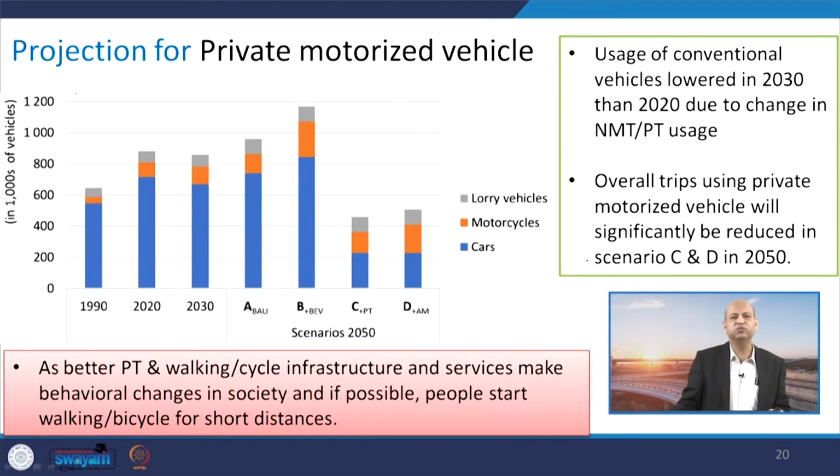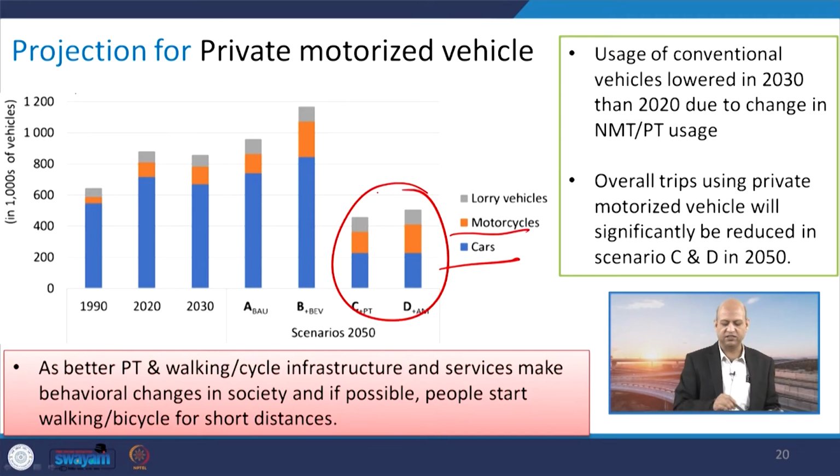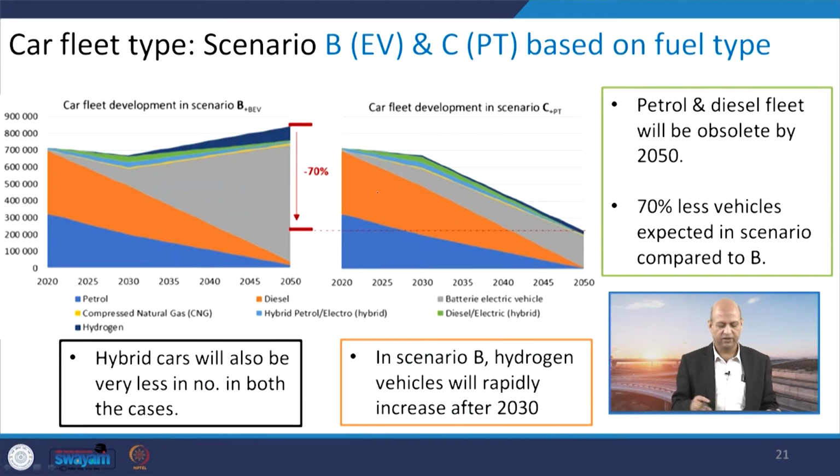If you see the projections of private motorized vehicles, okay, when we talk about motorcycles or cars, they will be very few in these C and D scenarios, okay, because of more emphasis on the public transportation system. So, that is why this kind of shifting is there from privately owned vehicles to the public transportation system.